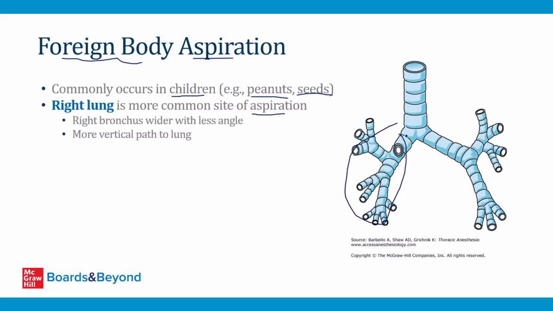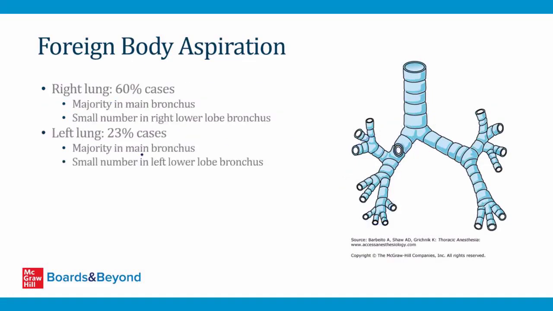As you can see in this picture here, the left lung sort of has a sharp angle, but the right lung is sort of more of a straight shot. So that means when a foreign body is aspirated, it often goes to the right lung. And most commonly, as we'll talk about in a minute, it usually goes to this right mainstem bronchus. And this is because this is a more vertical path down into the lung. So about 60% of foreign body aspirations in most studies end up in the right lung, most of them in the right mainstem bronchus, which is right here.